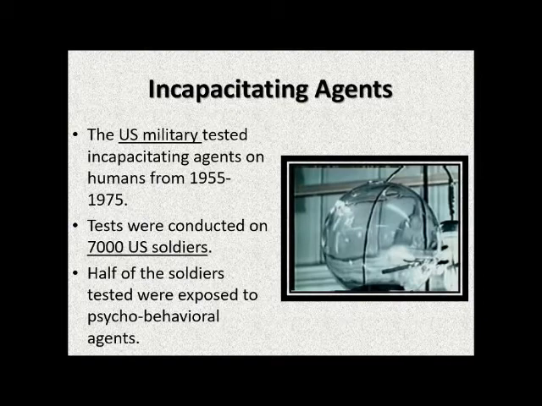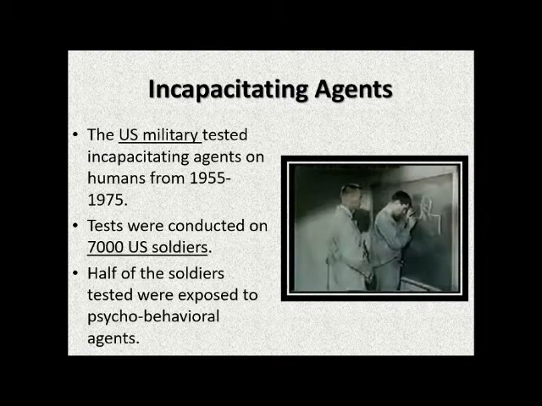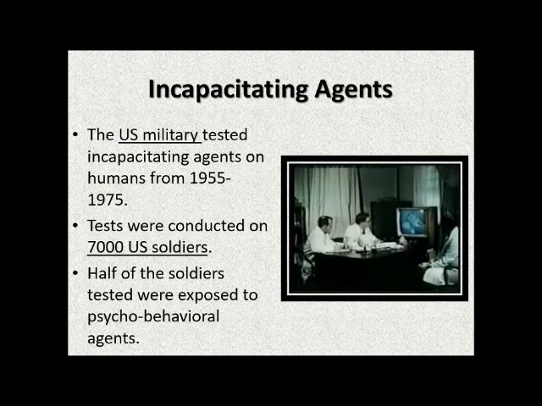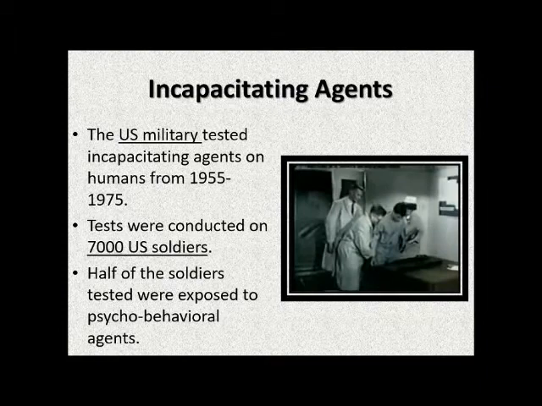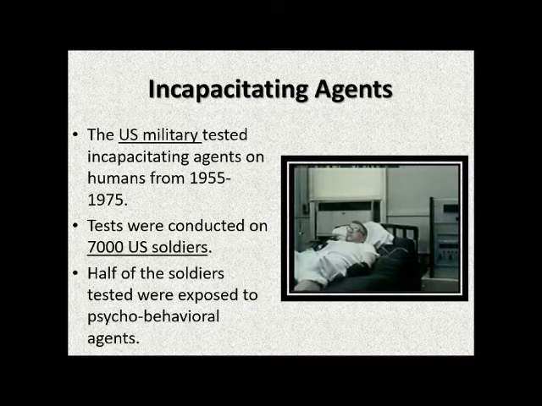The testing of humans lasted from 1955 to 1975. 7,000 soldiers were used as guinea pigs. Half were tested with psychochemicals, mind-altering drugs like atropine, scopolamine, and BZ. But the GIs were never told what kind of drugs they were being given or what effect they would have.